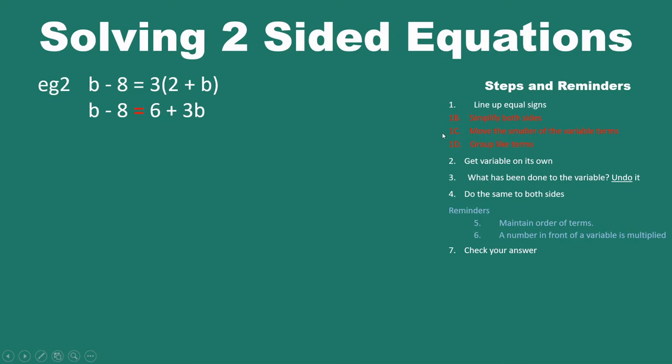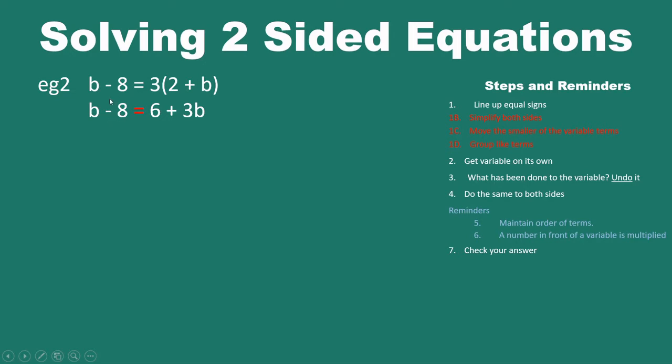Step 1c, move the smaller of the variable terms. So looking at the variable terms, the terms with the letters in them, 3b and b, again, I hope it's quite clear which one's smaller, 3b or 1b. Clearly the 1b, right? So I'm going to move this b from the left-hand side over to the right-hand side. Think about how we're going to do that and be very careful.